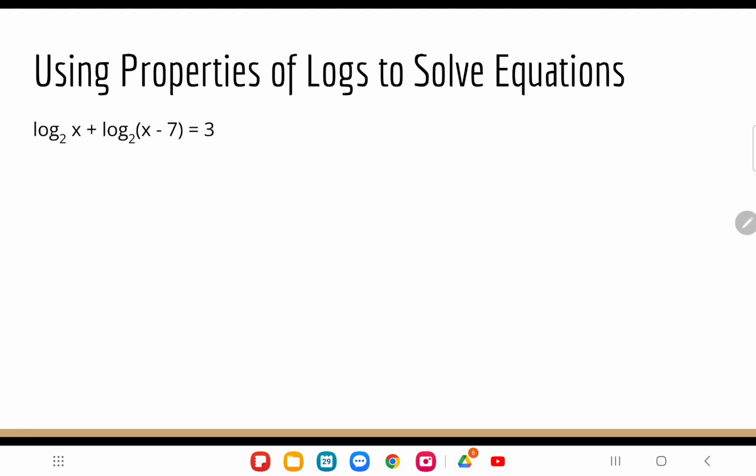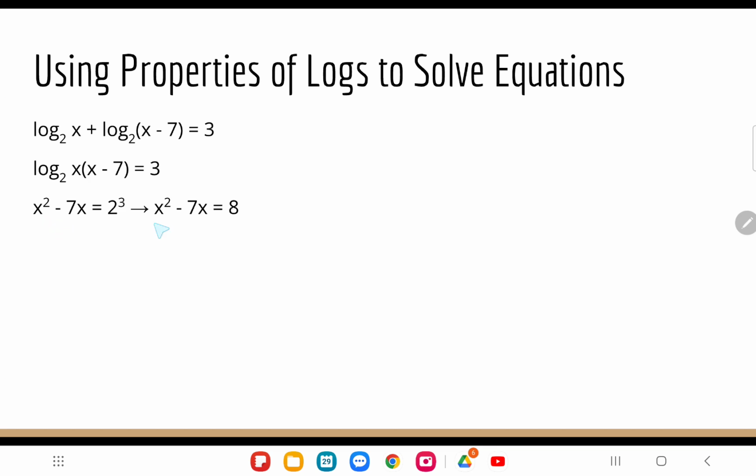So here you'll notice we have log to the base 2 of x plus log to the base 2 of x minus 7 is equal to 3. It's going to be easiest to solve this if we think about combining and condensing this logarithm. So I have log to the base 2 of x times the quantity x minus 7 is equal to 3. And because of the properties of logarithms, we know that 2 to the third power must be equal to x times the quantity x minus 7.